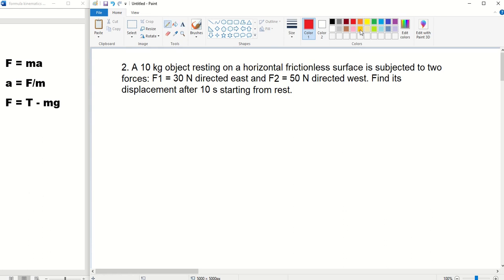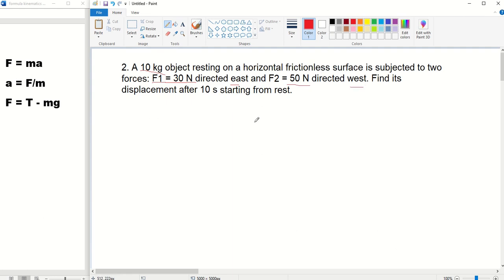So, ngayon tingnan natin ang given. Meron tayong 10 kg object. So, nasa horizontal frictionless surface siya, so, we don't have to worry about frictional forces. And then, meron tayong force 1 na 30 newtons in the east direction, and then, meron tayong force 2 na 50 newtons directed to the west direction.